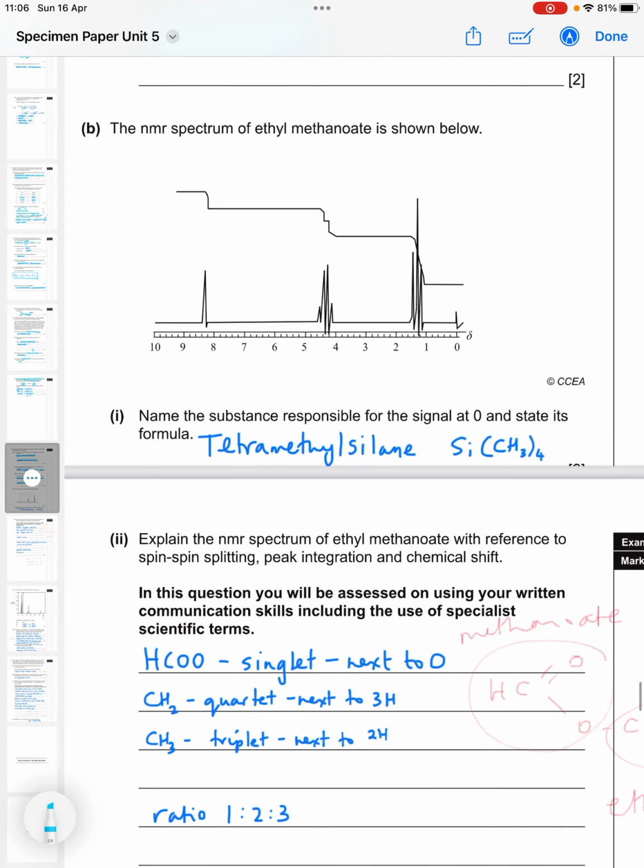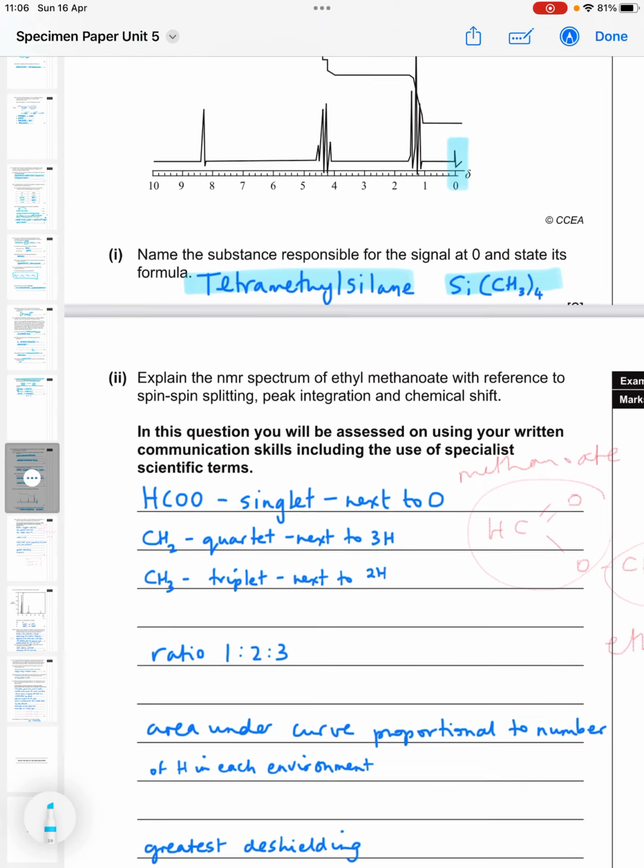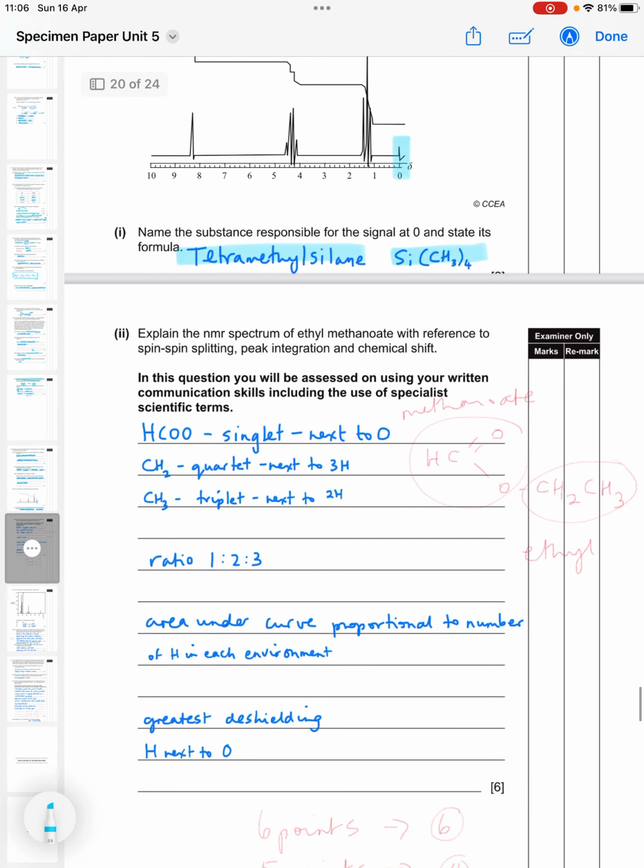And then we've got the NMR spectrum. It says name the substance responsible for the signal at 0 and state its formula. Well, tetramethylsilane is going to be this one, and it's Si(CH3)4. Then explain the NMR with reference to spin-spin splitting, peak integration, and chemical shift. In this question, you'll be assessed on using your written communication skills, including the use of specialist scientific terms.